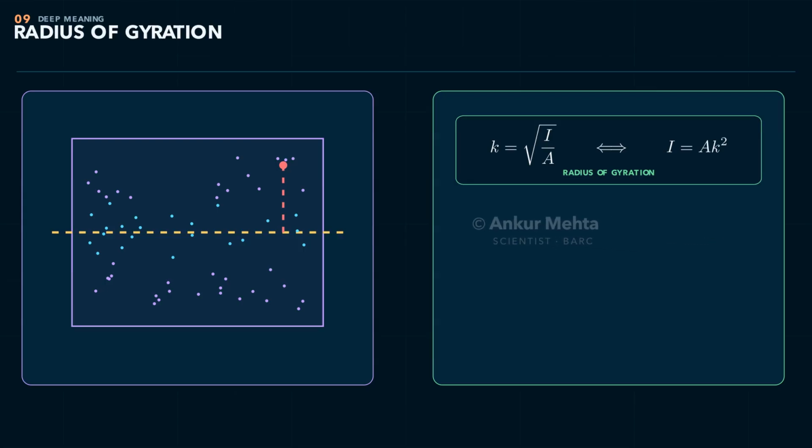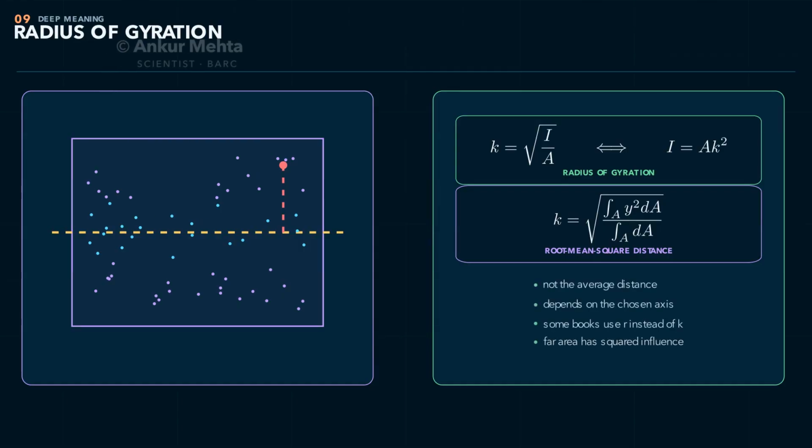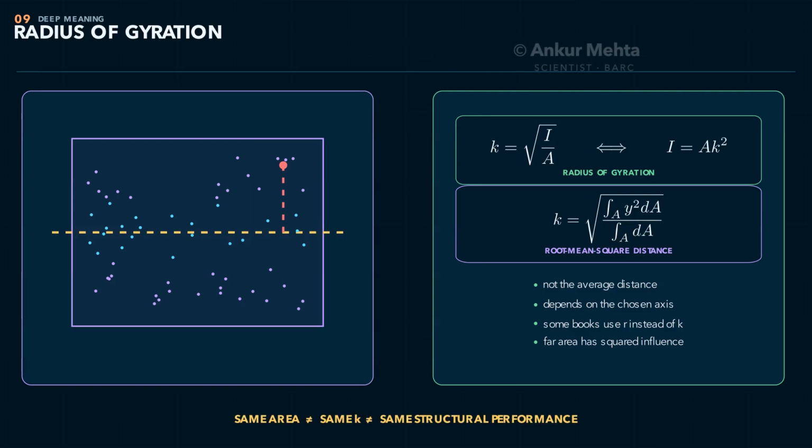Radius of gyration is not the average distance from the axis. Since I over A equals the area weighted average of y squared, k is the root mean squared distance of the area. Distant material influences k strongly. That is why two sections with equal area can have very different radii of gyration and very different structural performance.